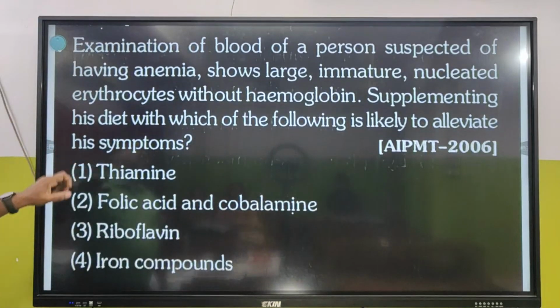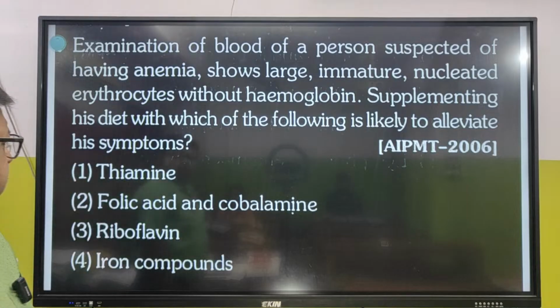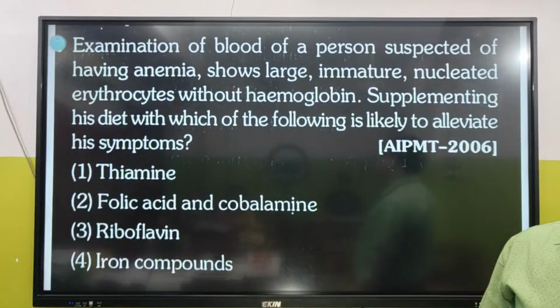Examination of blood of a person suspected of having anemia shows large immature nucleated erythrocytes without hemoglobin. Supplementing his diet with which of the following is likely to alleviate his symptoms? Option 2, iron compounds. Question clear?